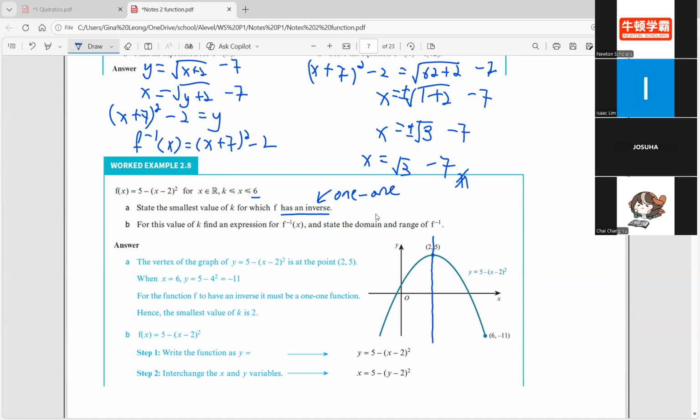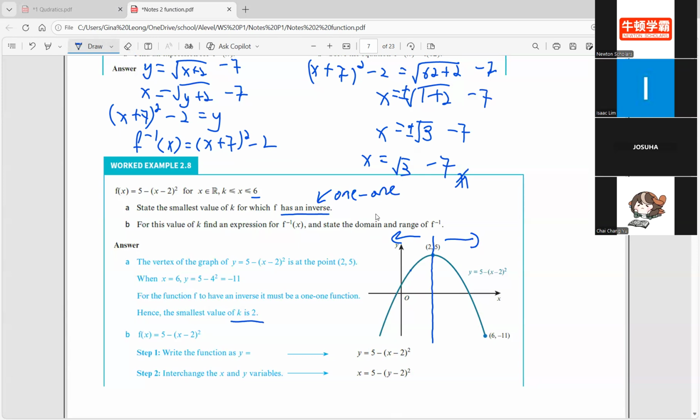If it is 1-to-1, you either go here or go here. Usually we use this part. Why? Because he said that until 6. So we have to use this line instead of this one. When we are using this one, that means your K value should be 2. So straight away we write K equal to 2.